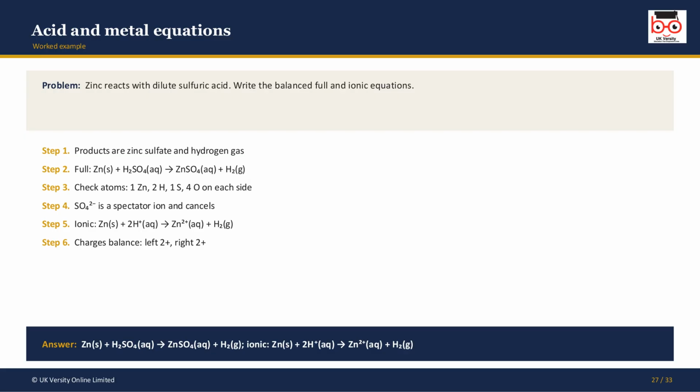Let's do zinc with dilute sulfuric acid. The products are zinc sulfate and hydrogen gas, so the full equation is zinc plus sulfuric acid, giving zinc sulfate and hydrogen. Checking the atoms, we've 1 zinc, 2 hydrogens, 1 sulfur, and 4 oxygens on each side. The sulfate ion is a spectator and cancels, which leaves the ionic equation. Zinc plus 2 hydrogen ions gives a zinc ion plus hydrogen gas, and the charges balance, 2 plus on the left and 2 plus on the right.